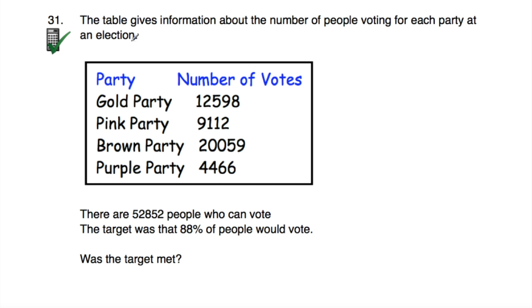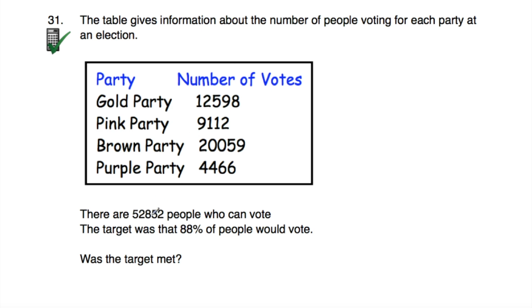Question number 31 says the table gives information about the number of people voting for each party in an election. The Gold Party received 12,598 votes, the Pink Party got 9,112 votes, the Brown Party got 20,059 votes, and the Purple Party got 4,466 votes. We're told there's 52,852 people who can vote, and there was a target that 88% of the people would vote. Was the target met?